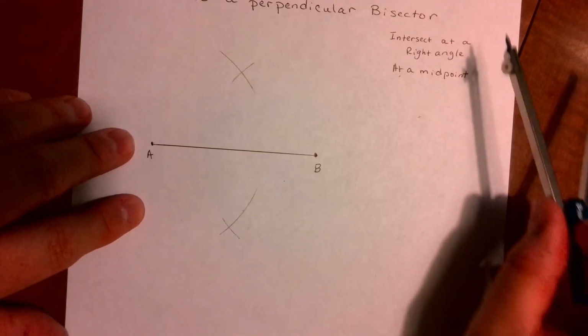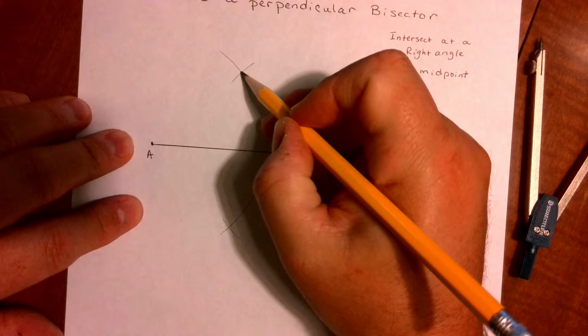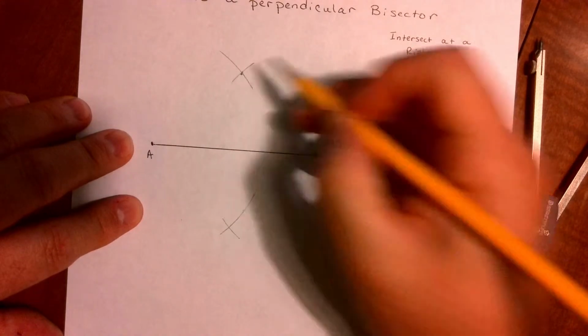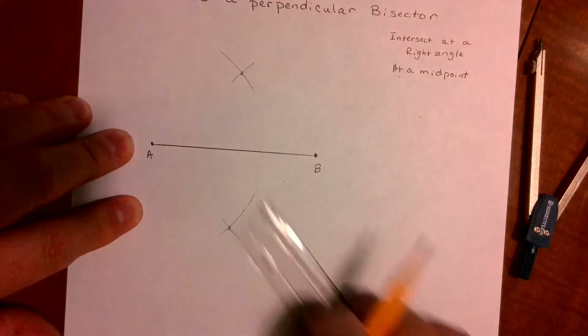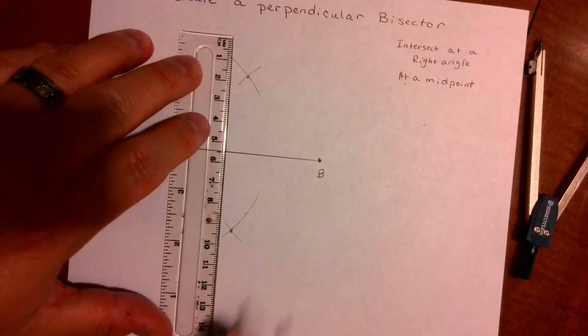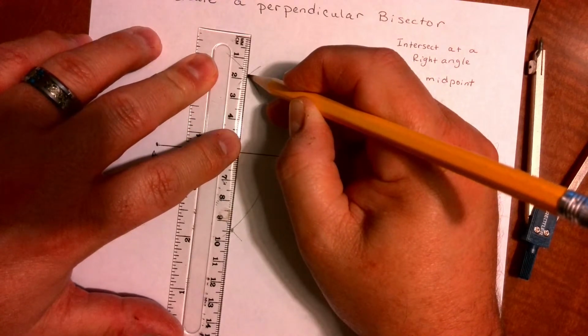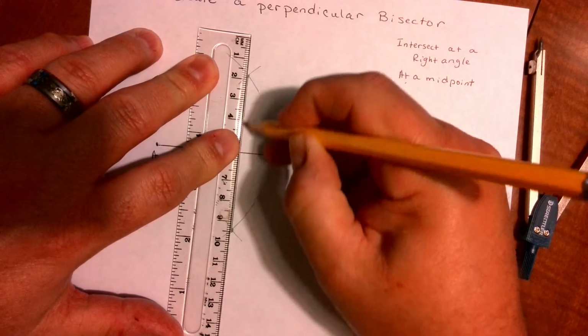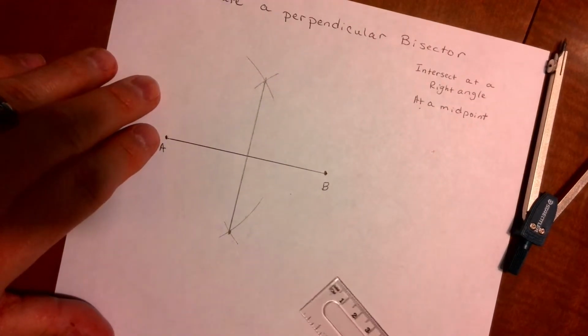And what happens here is we end up with 2 new points. There's a point right here. And a point right here. And then what I want to do is take my straight edge and connect those 2 points. And so now that should be a perpendicular bisector.